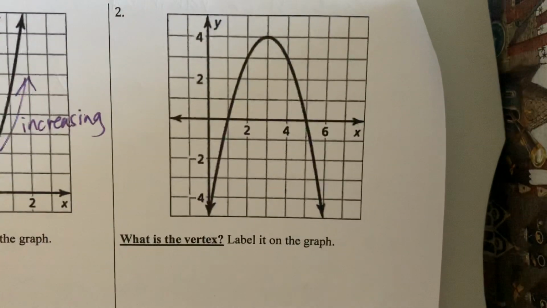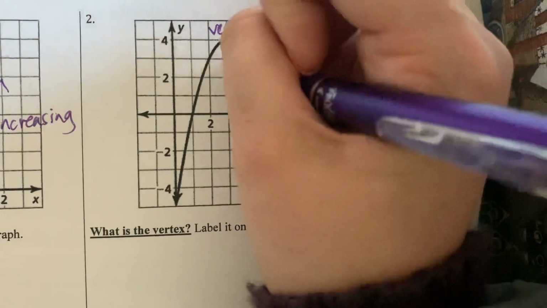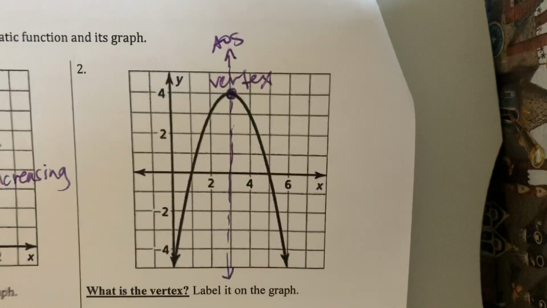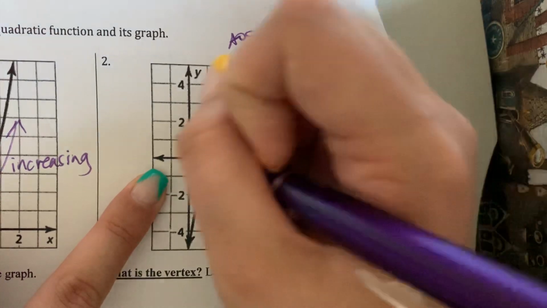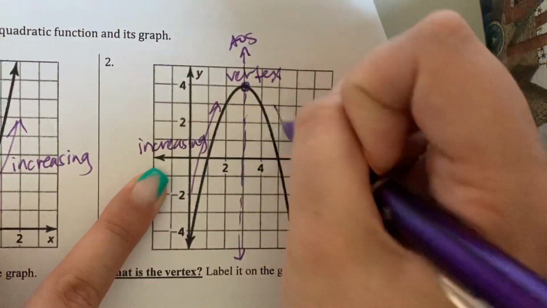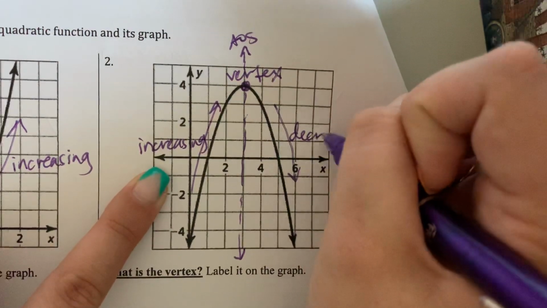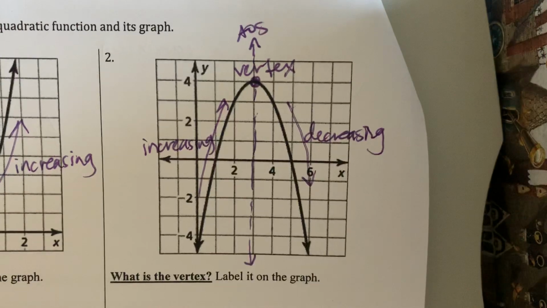Okay, now let's look at a rainbow. The vertex is here. The axis of symmetry is that vertical line. This is opposite, so we're increasing on this side and decreasing on this side.